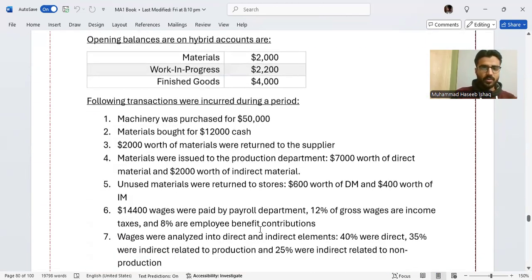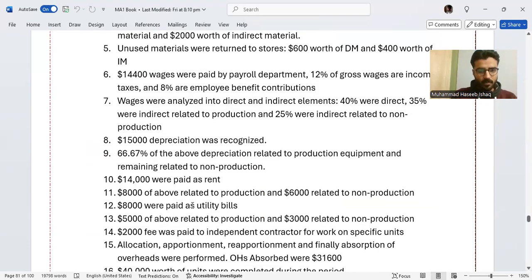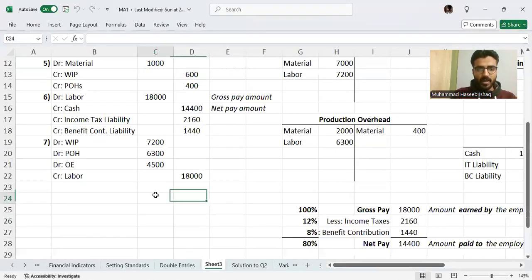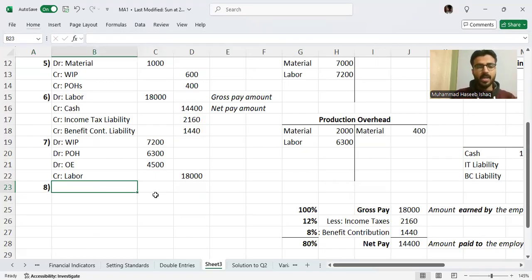So let's resume this question now. Let's start the eighth transaction. $15,000 depreciation was recognized. If you are watching this video for the MA1 exam, then double entry for depreciation will not be tested, but it could be tested for the FMA exam if you're watching this for FMA, because this topic is definitely tested in MA1, MA2, and FMA exams as well.